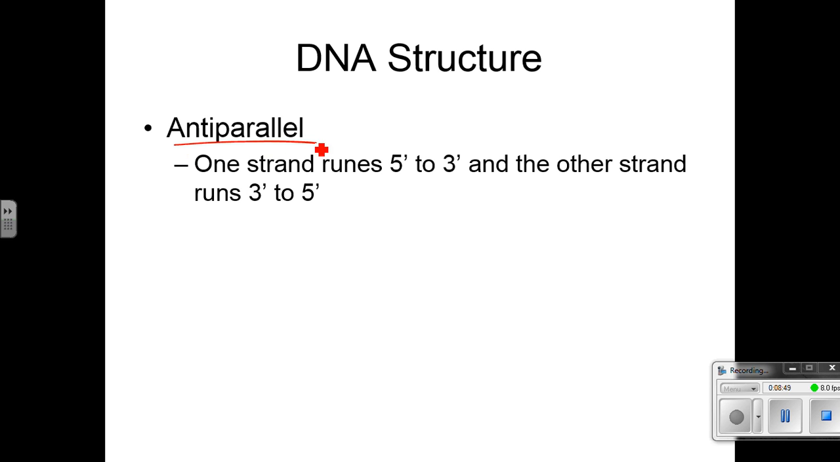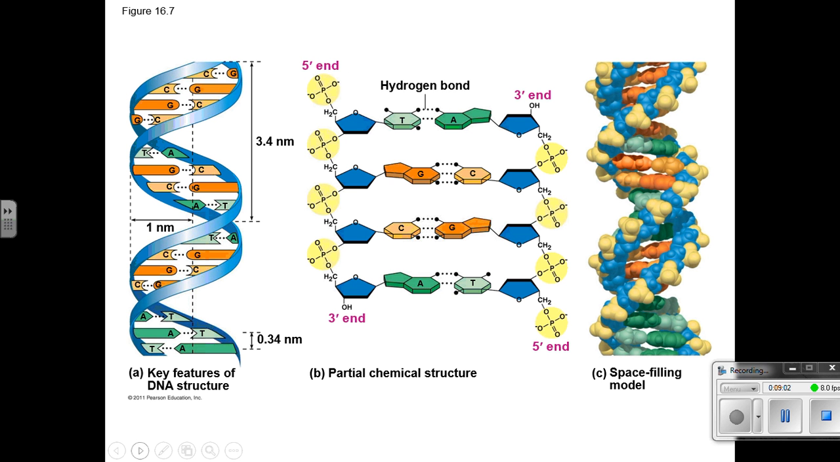The other thing about DNA is it's antiparallel. That means that one strand runs 5' to 3', and the other 3' to 5'. But what does 3' and 5' actually mean? What that means is that if you actually count these sugars up, the way to do this is these are carbons 1, 2, 3, 4, and 5. This phosphate is attached to the 5th carbon in the sequence. And so they call that the 5' end.